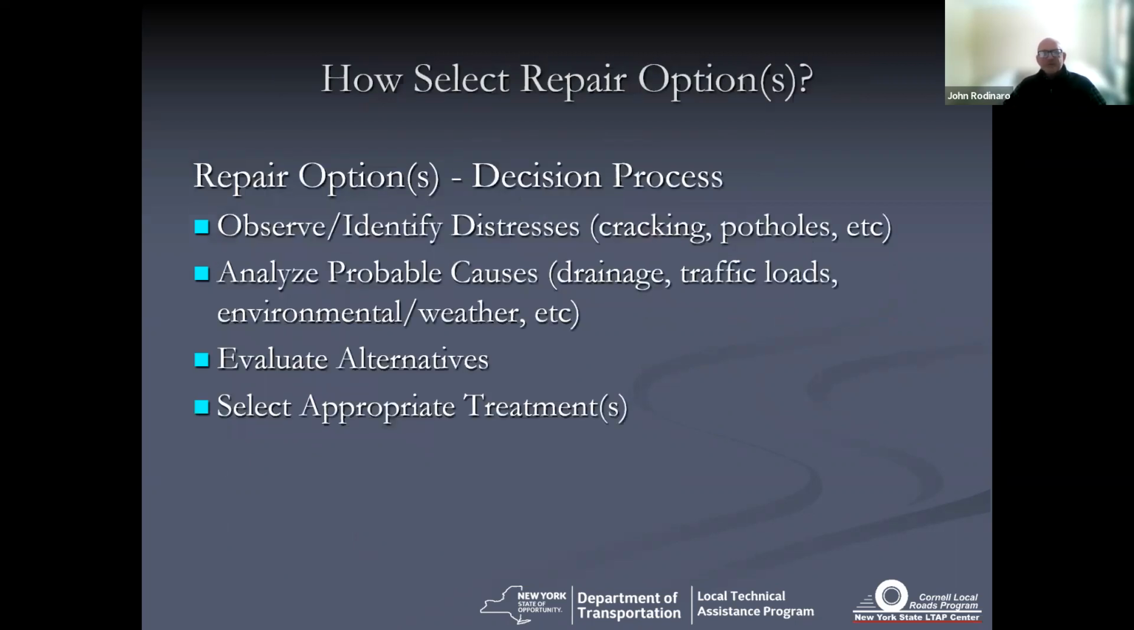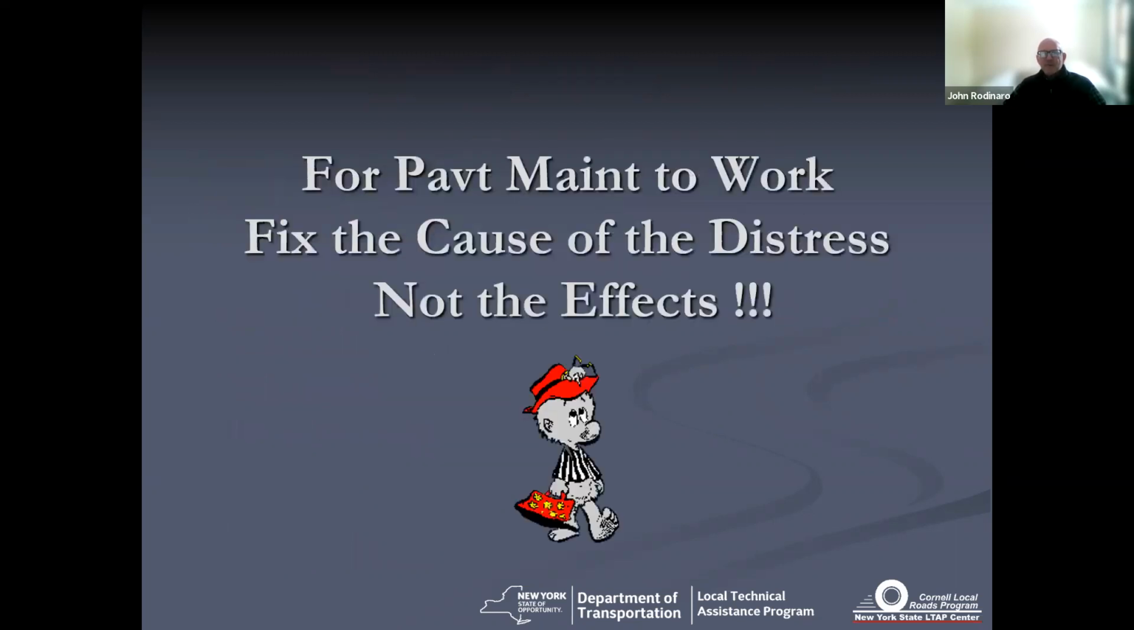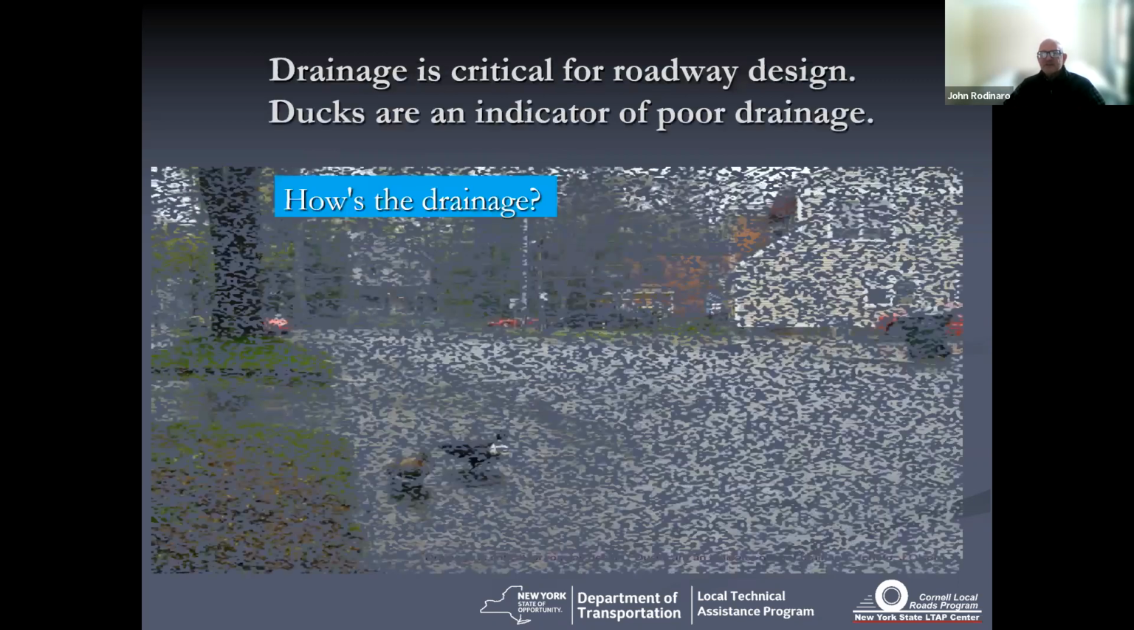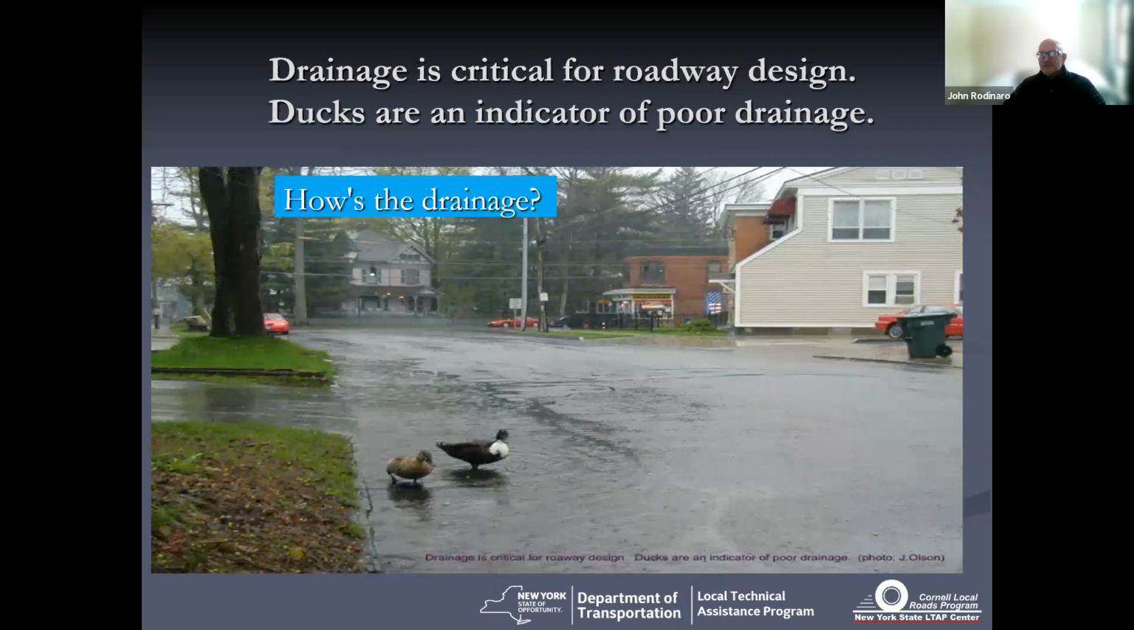And in terms of your repair options, you've got a pretty straightforward approach. You're going to be selecting your appropriate alternatives, but you really want to key in on, for your pavement maintenance to work, you've got to be fixing the causes of your stress, not the effects, not just what you see on the surface. And the bottom line, it's our most cost-effective way of keeping roads in good shape. You've got a wide range of tools available to you. You've got to make it work. You need to fix the causes, not the effects. And as always, that first question we're asking and trying to answer is, how's the drainage?